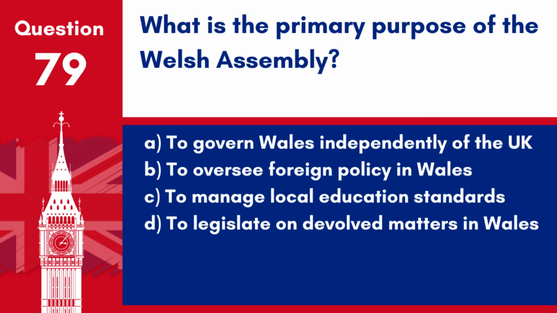Question 79. What is the primary purpose of the Welsh Assembly? A. To govern Wales independently of the UK. B. To oversee foreign policy in Wales. C. To manage local education standards. D. To legislate on devolved matters in Wales. Answer: D. To legislate on devolved matters in Wales. The Welsh Assembly, now known as the Senedd, has the power to legislate and make decisions on devolved matters within Wales.